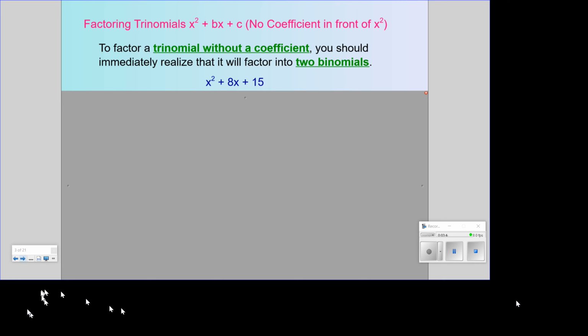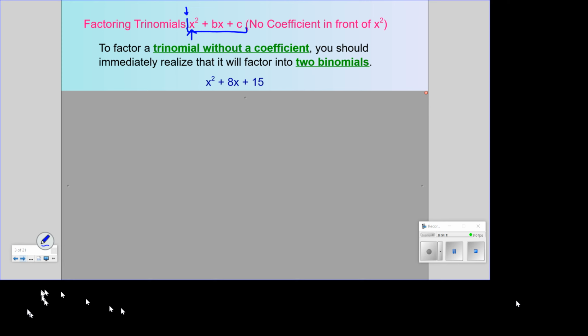So what that means is that when you see a trinomial, meaning three monomials in an expression, in your polynomial expression, there's three terms separated by addition and subtraction. The first one, or I should really say the one with the highest exponent, always has a coefficient of 1, meaning the number it's being multiplied by is a 1. So to factor a trinomial without a coefficient, you should immediately realize that it will factor into two binomials, as we saw with our warm-up.